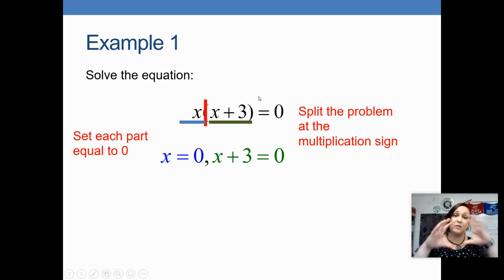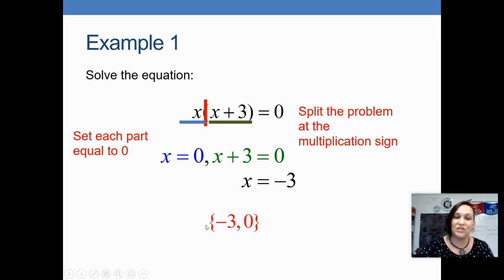Now, the second part in this problem was an adding problem. It was held together by parentheses. So I actually just set the whole adding problem equal to 0. Now, I do want to solve for x because I'm trying to figure out what does x equal. So then I would subtract the 3 on both sides, and I would get x could equal -3. Since this multiplication problem had two parts, an x and an x plus 3, I will be getting two answers. My first answer is 0, and my second answer is -3.